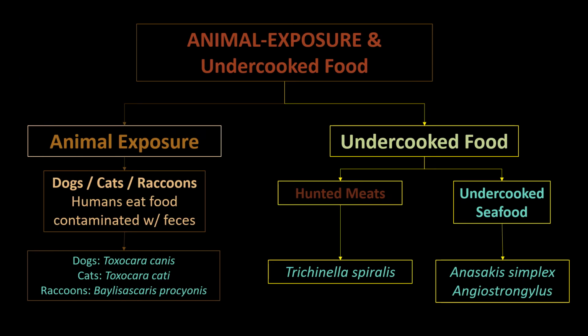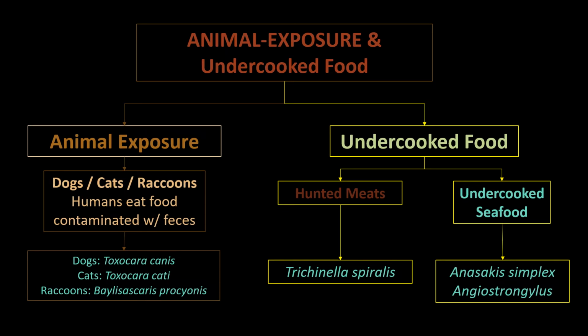Now let's move on to our third group of nematodes, the roundworms acquired through animal exposure or eating uncooked food. Acquiring helminths via eating undercooked food is more characteristic of tapeworm infections, as we'll see, but a few nematodes can cause problematic disease with this as well.